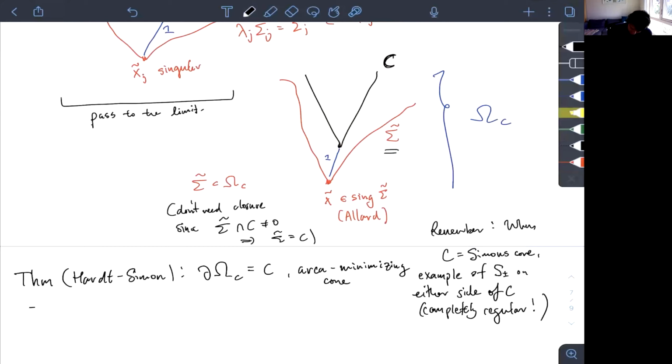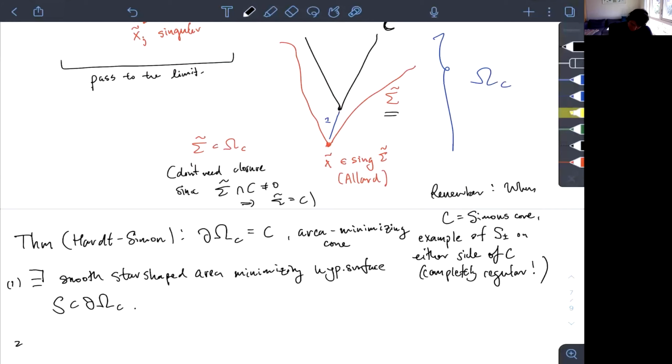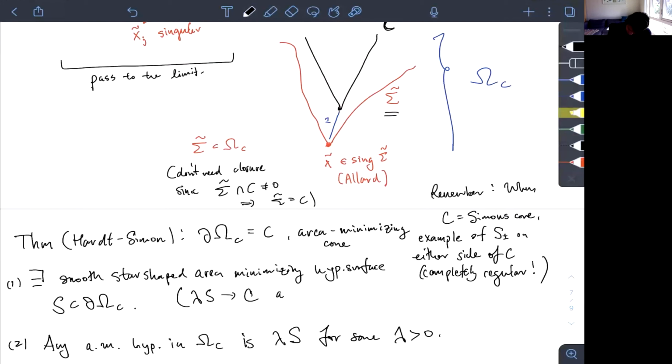Then there exists a smooth star-shaped area minimizing hypersurface S contained in omega C. So this is the first part, the existence. And any area minimizing hypersurface in omega C is lambda S for some lambda bigger than zero. Okay, so I should also say that lambda S converges to the cone as lambda goes to zero.